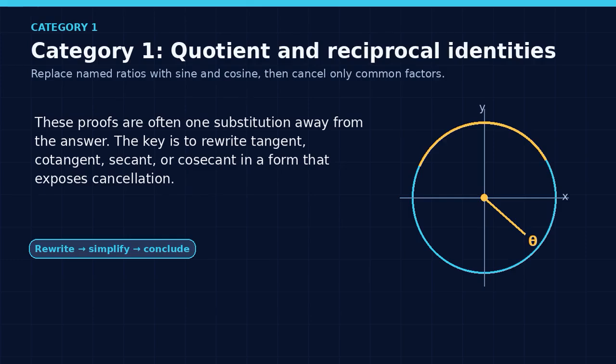Category 1 uses quotient and reciprocal identities. Replace named ratios with sine and cosine, then cancel only common factors. These proofs are often one substitution away from the answer.